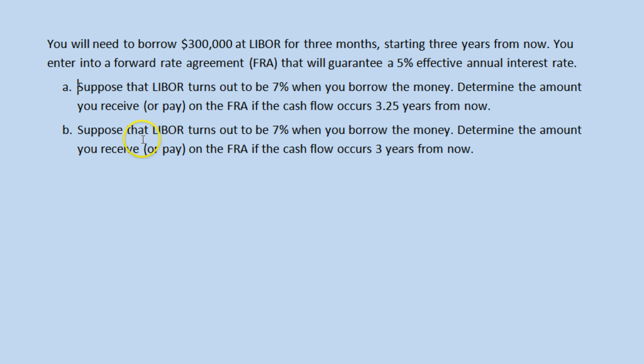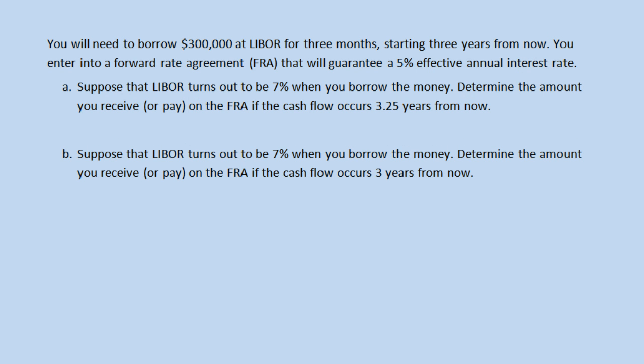Determine the amount that you will receive or pay on the forward rate agreement if the cash flow occurs 3.25 years from now. So this last part here, if the cash flow occurs 3.25 years from now, just means you're going to make or receive the payment on the FRA at the end of the entire process. You're borrowing for 3 months, starting 3 years from now, so the whole thing will be done 3 years and 3 months from now, or 3.25 years from now.